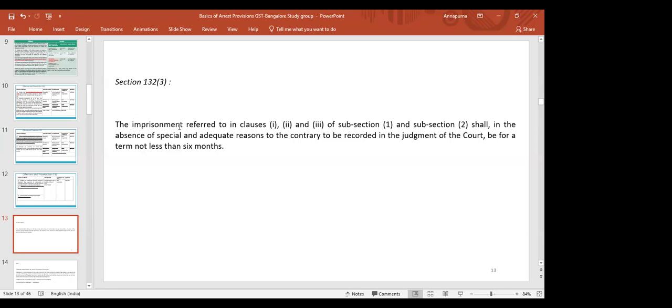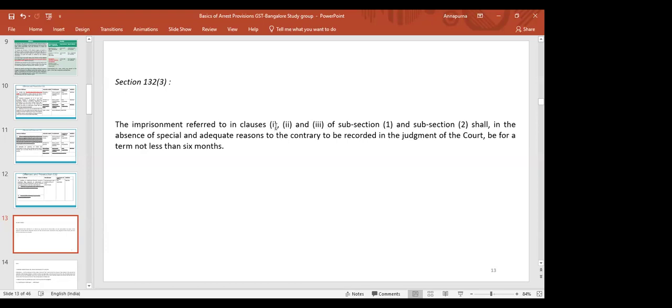And one more thing before going into that. It also says that if the imprisonment is referred to in clauses 1, 2 and 3, that is 5 crores, 2 to 5 crores, and above 1 crore of subsection 1 and subsection 2, the imprisonment will be a minimum of 6 months unless special and adequate reasons are given. The issue is that it is not covering clause 4, because 4 anyway gives a period of not less than 6 months.